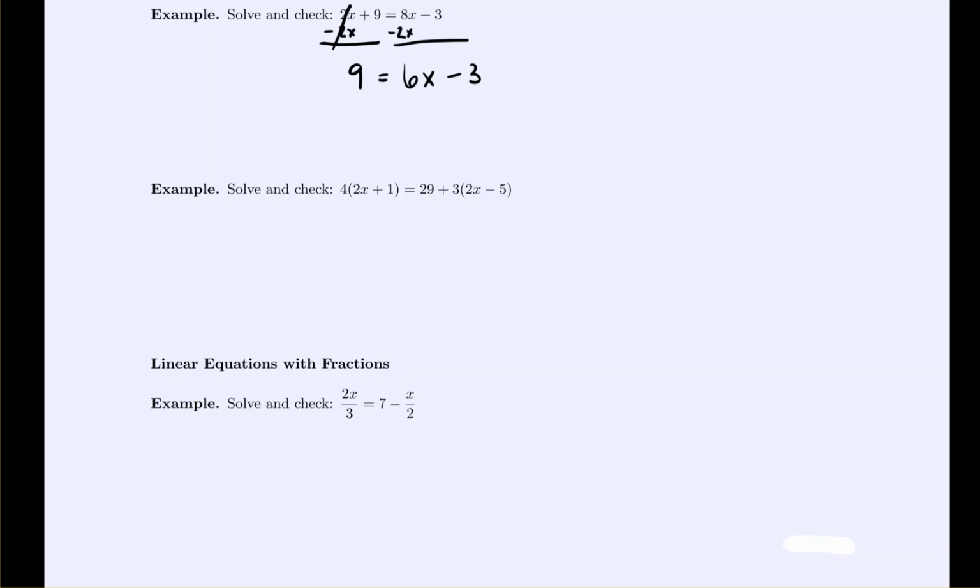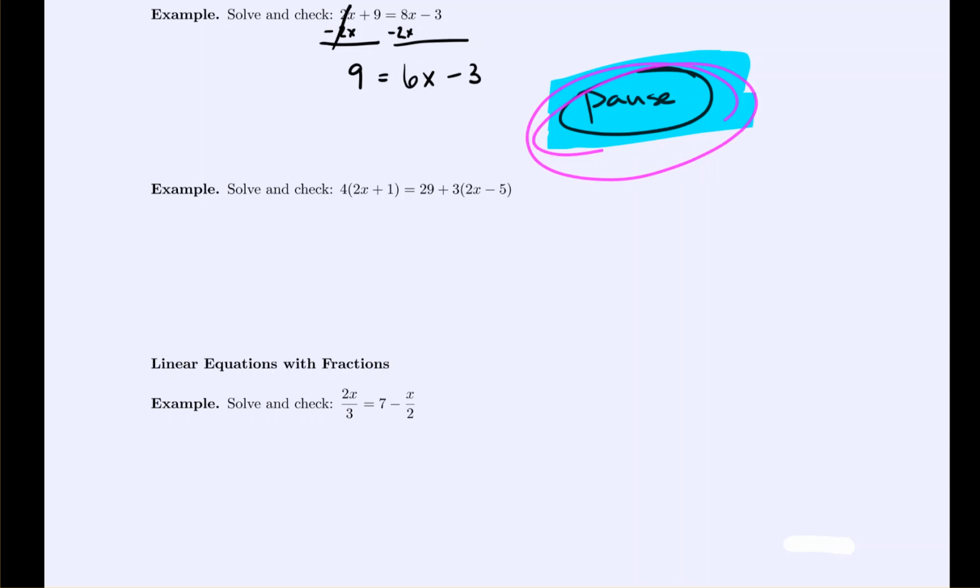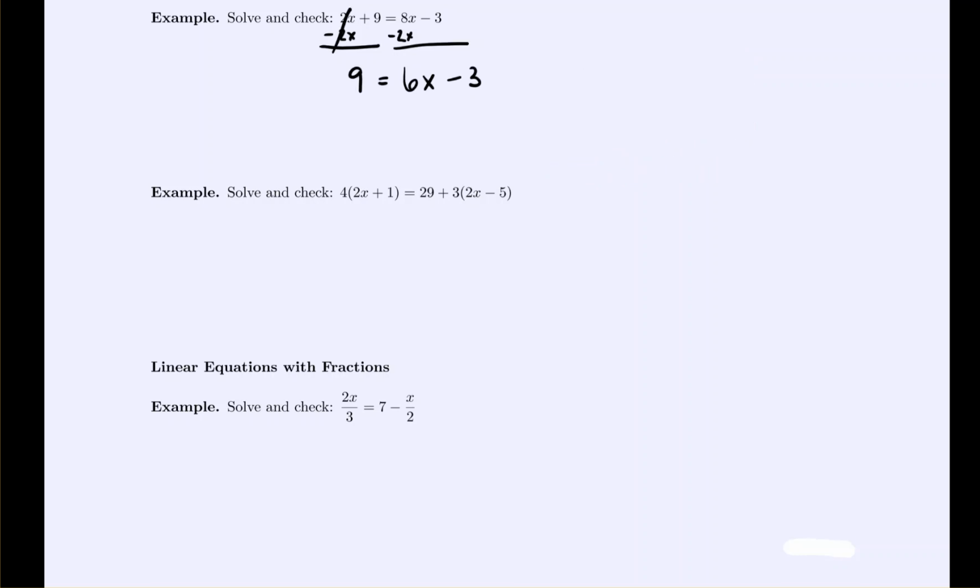We isolate x. I recommend you pause the video right now and solve for x. Unpause to check your work. Now in this case we will get the x by itself, so I need to move the 6 and the 3. Currently I'm subtracting the 3, so I'll move that first. It's negative, so I will do the opposite and add 3 to both sides. 9 plus 3 gives me 12, and I only had a 6x on the other side.